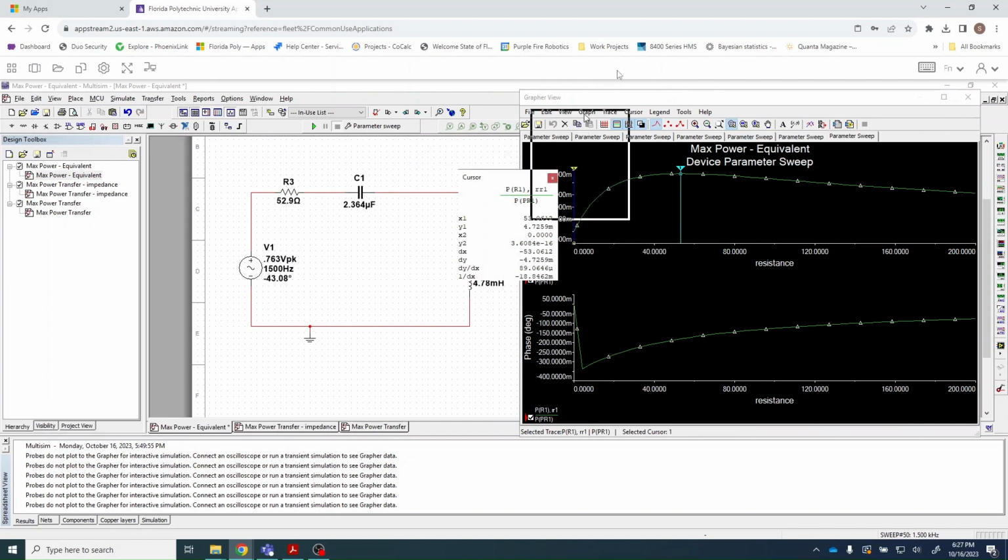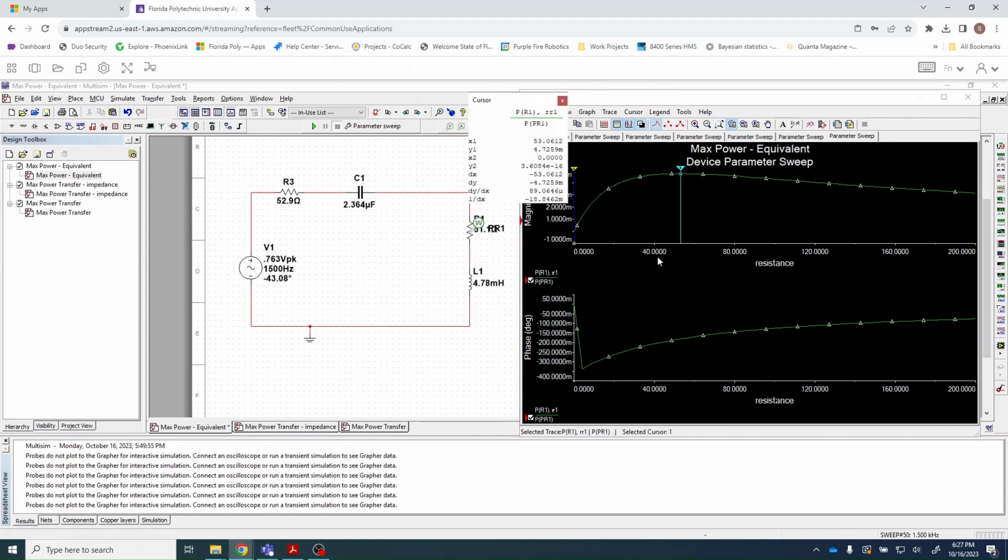And that makes sense. This is plotting power as a function of resistance, and the maximum power transfer happens roughly when this resistor equals this resistor. And that's all we're really looking to prove. The experimental portion is a little bit more complicated, and so I'm going to turn to that, and I'm going to show some LCR measurement values as well to validate it.